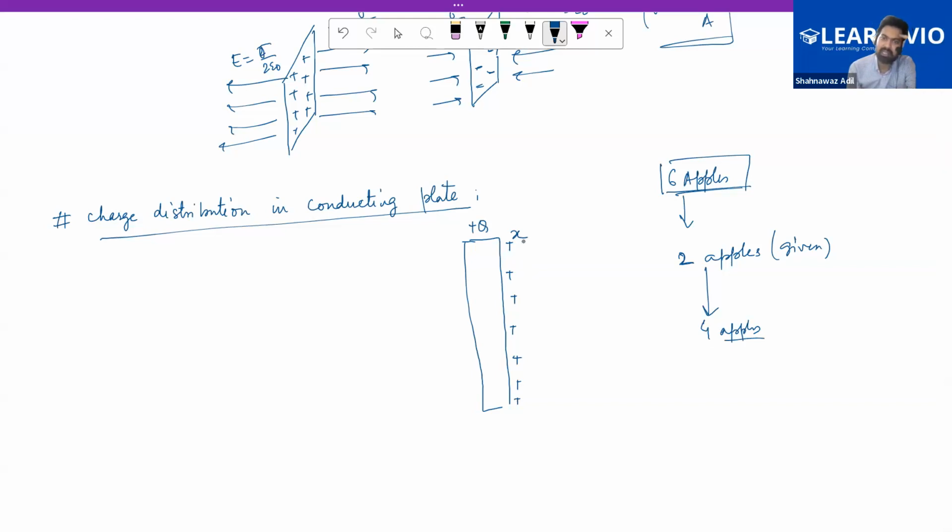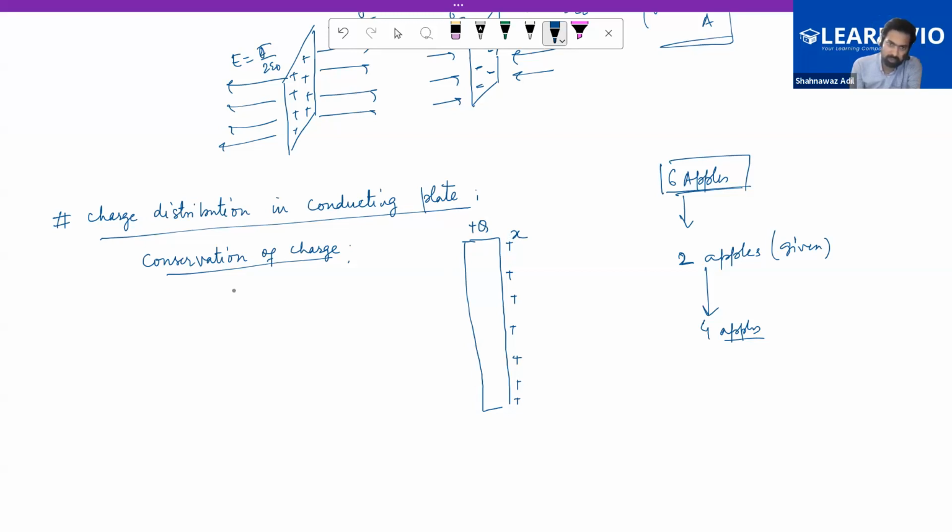On this side, I give X charge. So on the other side, due to conservation of charge, how much charge would be there? Zero, or the same charge? In the context of the total charge and this X charge, it is like 6 apples, 2 apples given, then 4 apples on this side, right?